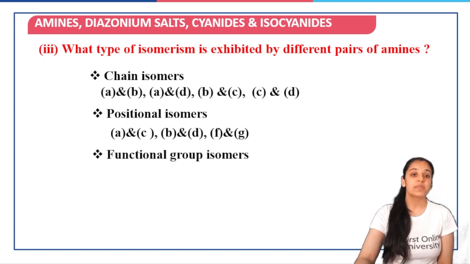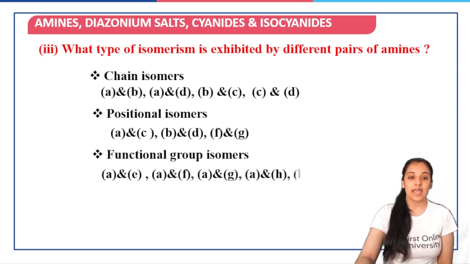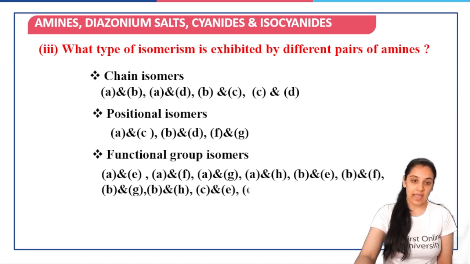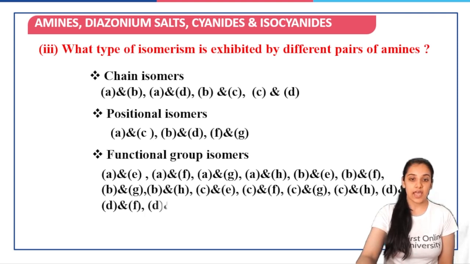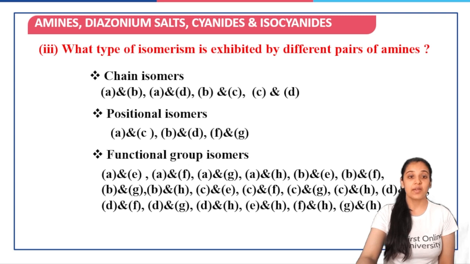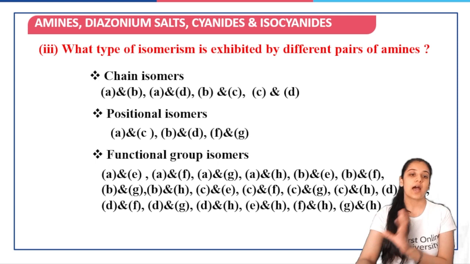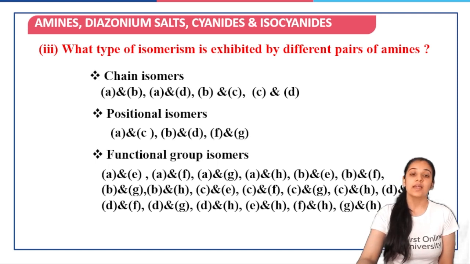group NH2. Then the functional group isomers are AE, AF, AG, AH, BE, BF, BG, BH, CE, CF, CG, CH, DE, DF, DG, DH, EH, FH, and GH. All these are functional group isomers.